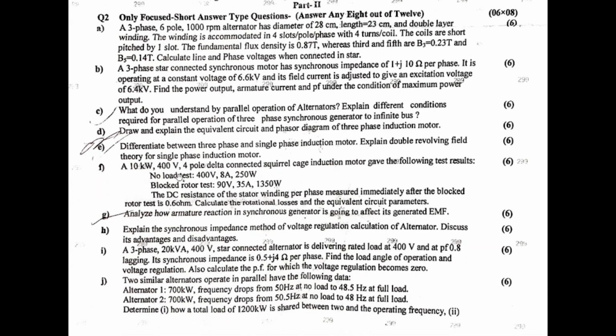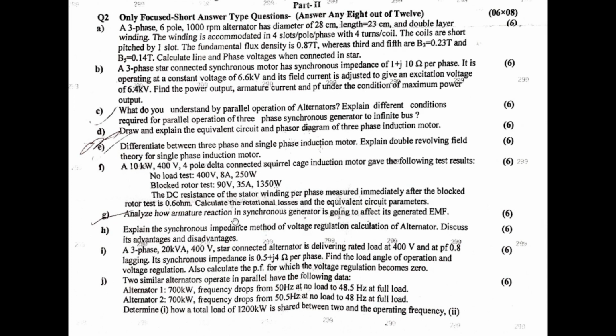A 10 kilowatt, 400 volt, 4 pole delta connected squirrel cage induction motor gave the following test results: no load test, blocked rotor test, and the DC resistance of the stator winding per phase measured immediately after the blocked rotor test is 0.6 ohm. Calculate the rotational loss and equivalent circuit parameters. ये जो क्वेश्चन है ये डायरेक्ट बुक से आया हुआ है. तुम जब भी बुक फॉलो कर सकते हो. डायरेक्ट क्वेश्चन ऐसा क्वेश्चन है तो सॉल्व कर सकते हो.